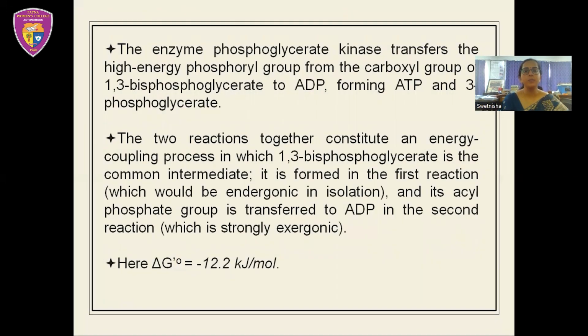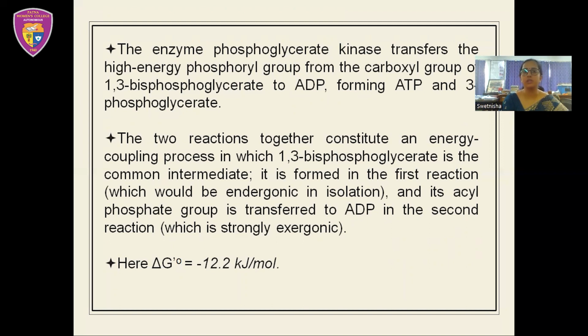The next step in glycolysis is where the enzyme phosphoglycerate kinase catalyzes the transfer of the high energy phosphoryl group from the carboxyl group of 1,3-bisphosphoglycerate to ADP, resulting in the formation of ATP and 3-phosphoglycerate. In the last step we saw that in glyceraldehyde 3-phosphate, another phosphate group is attached to carbon 1, resulting in the formation of 1,3-bisphosphoglycerate.